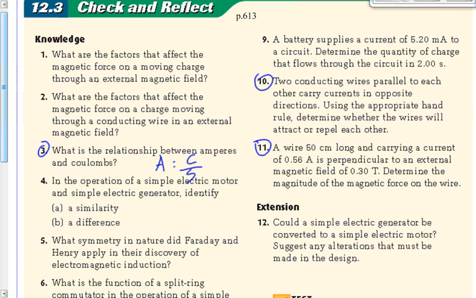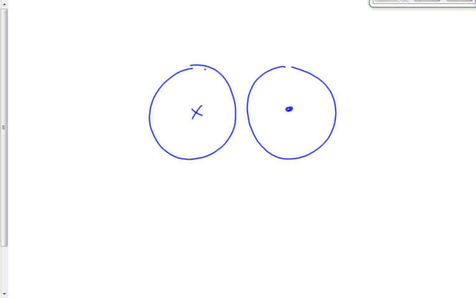This time, we're told these two parallel wires have a current in opposite directions. We want to know whether they attract or repel. So let's say that we got one current that's going into the page, one current that's coming out of the page. This will cause a magnetic field that points counterclockwise. This one causes a magnetic field that points clockwise.